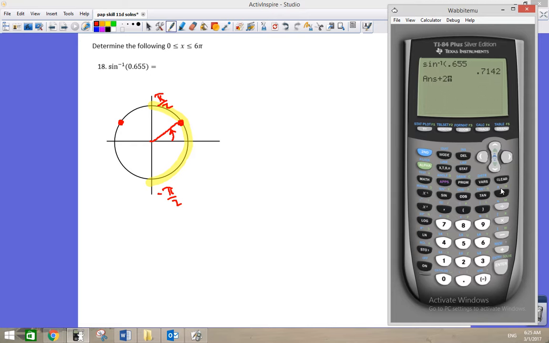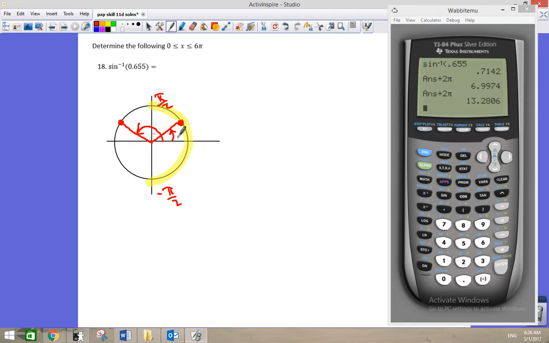If we add 2 pi, there's a second solution. If we add 2 pi, there's a third solution. Okay, those are all coming from that point. Now, to get to this point here, the calculator doesn't tell me this angle right here.